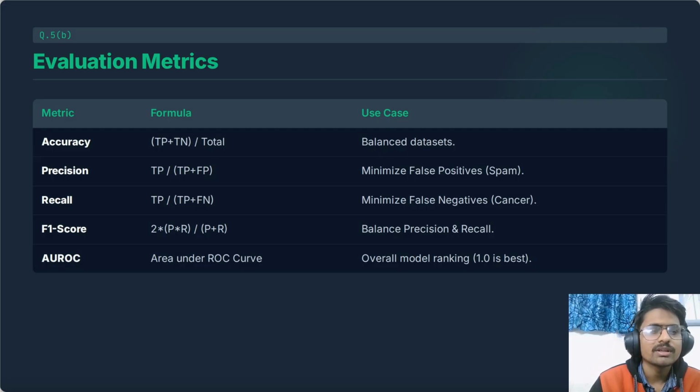So the formula for F1 score is 2 × P × R / (P + R). Its use case is to balance precision and recall. So for AUROC, it is the area under the ROC curve. Its use case is overall model ranking, where 1.0 is best.